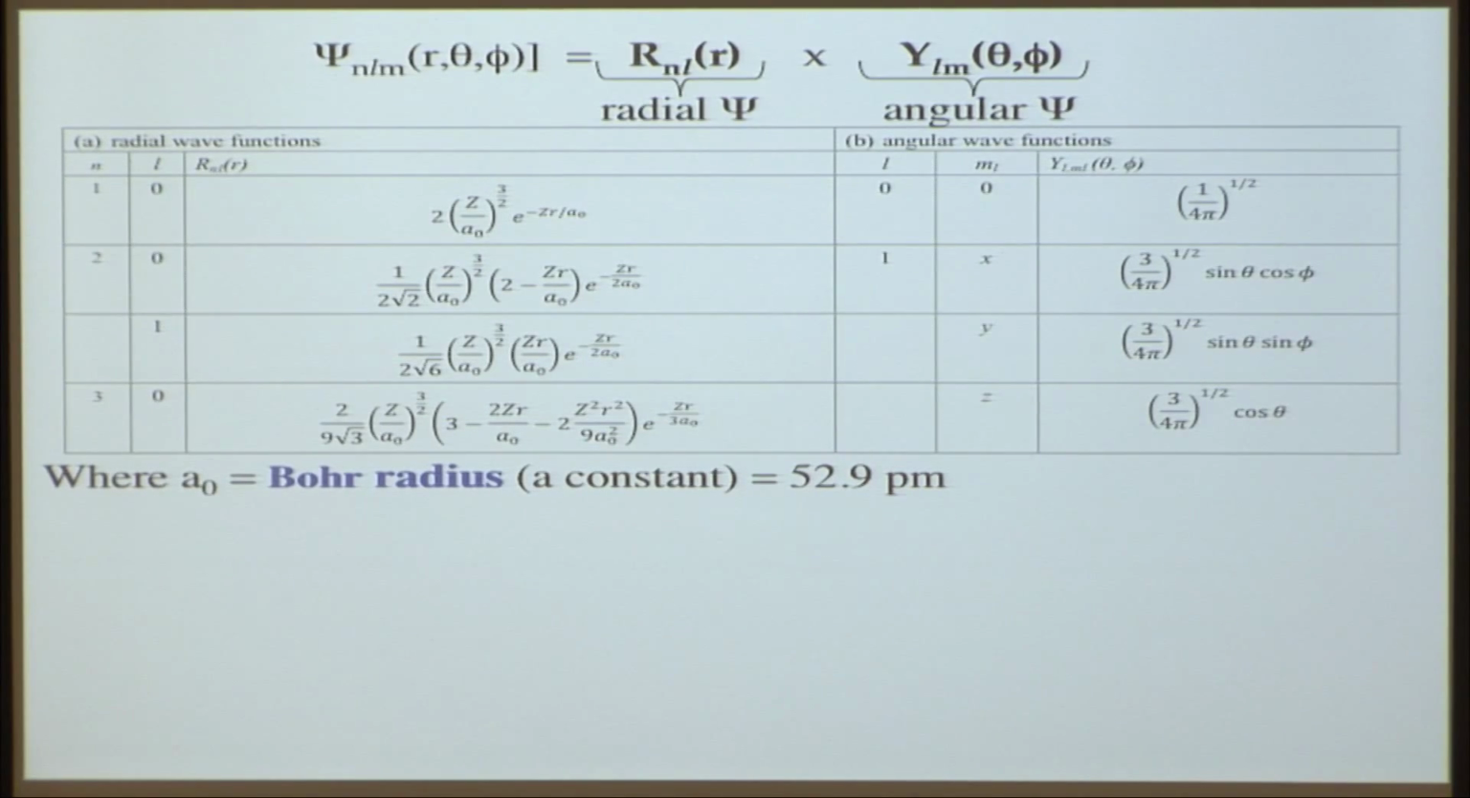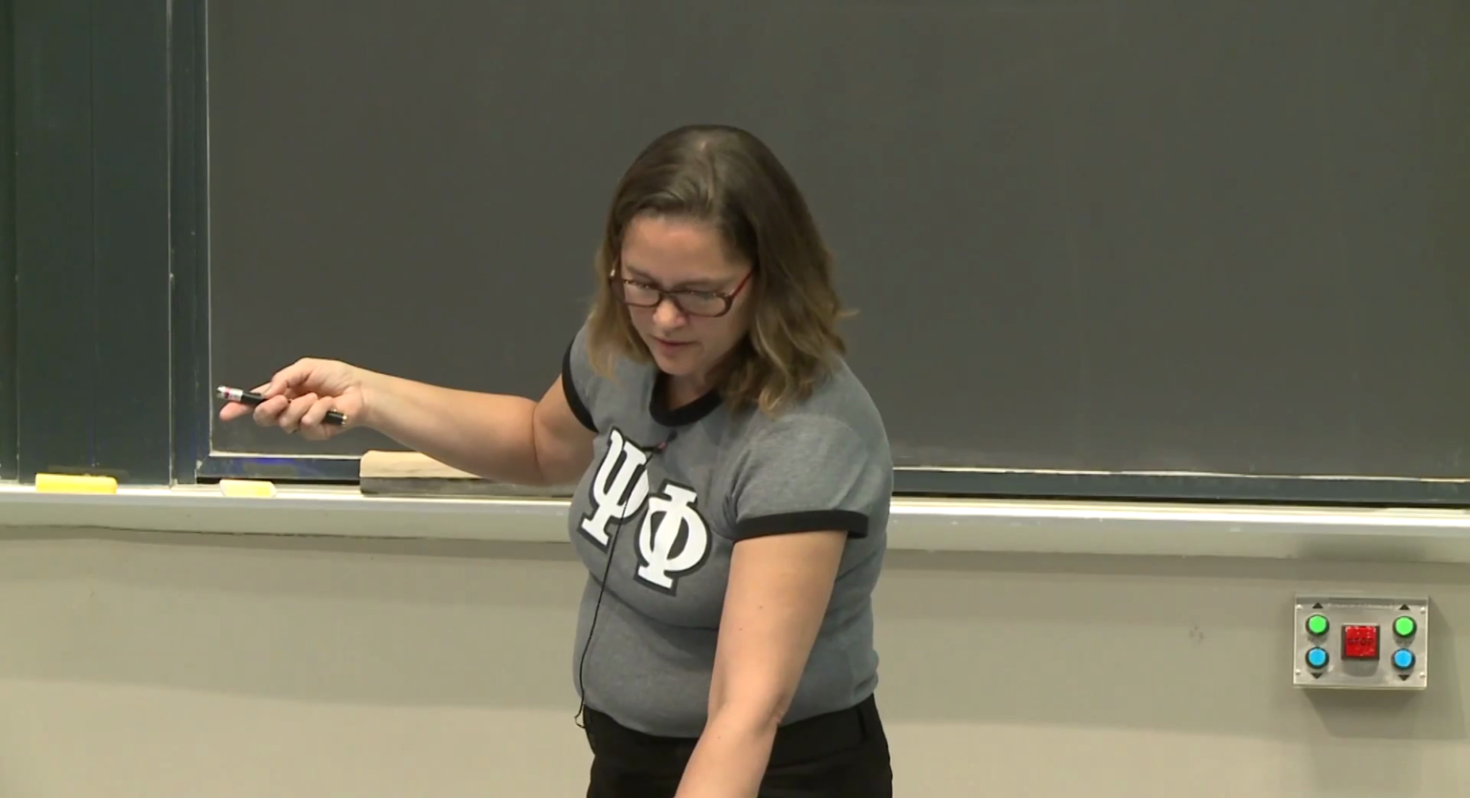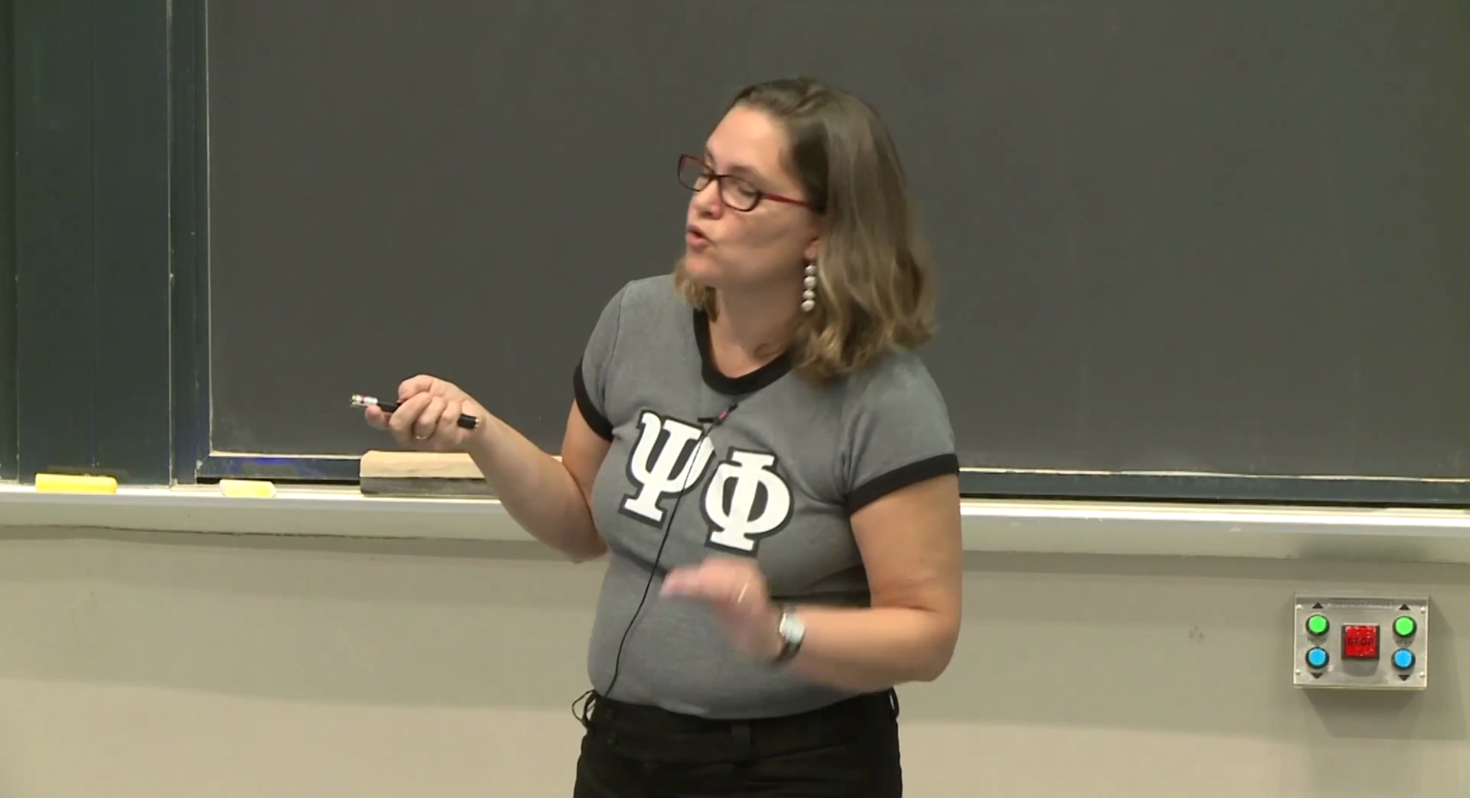But there's a couple of important points. On this side, we have the radial wave function, and over here, we have the angular wave function for various values of n and l. Again, not an exhaustive list here. And a lot of these are written in terms of a0, which is the Bohr radius, a constant, 52.9 picometers.